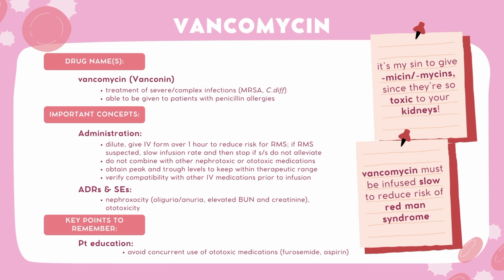Serum levels must be adequate to fight infection, and so trough levels should be obtained prior to administration, and peak levels should be obtained when the drug is at its highest concentration during infusion. Vanco may need to be diluted and given slowly over 1 hour IV. Rapid administration is associated with the potentially severe complication of red man syndrome.